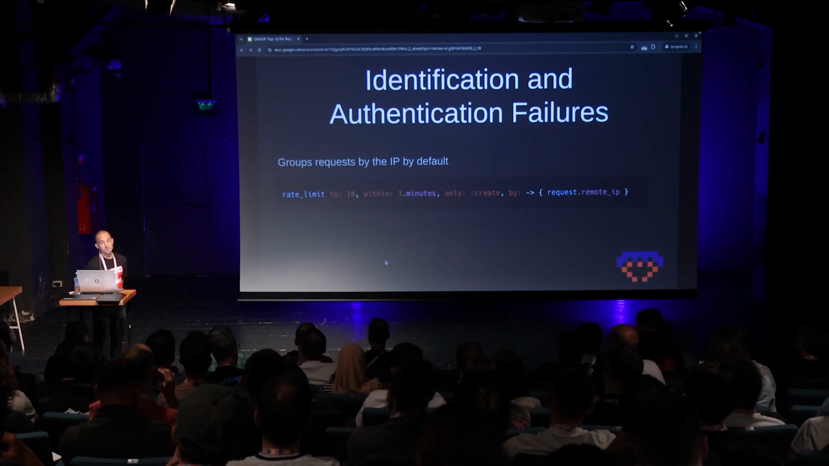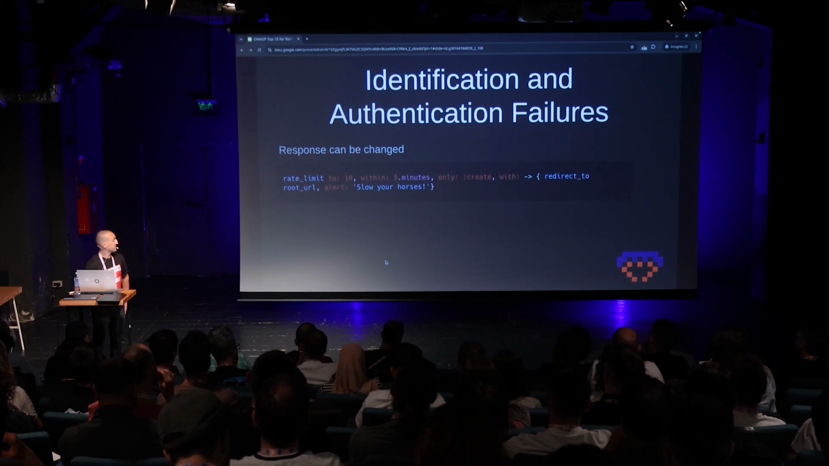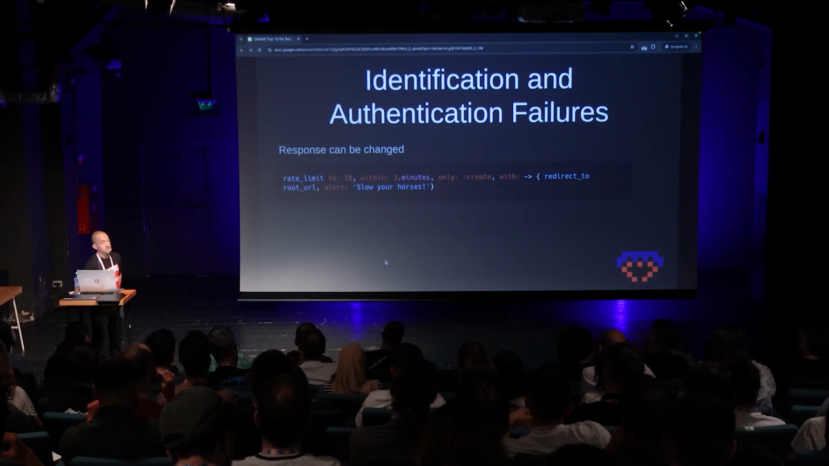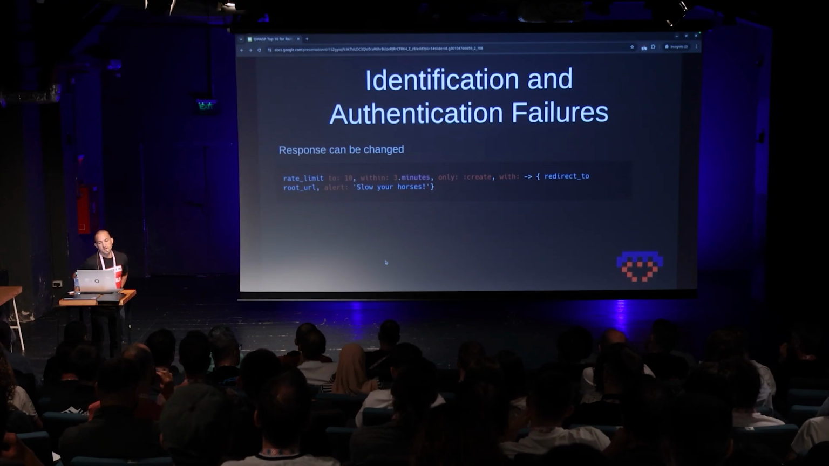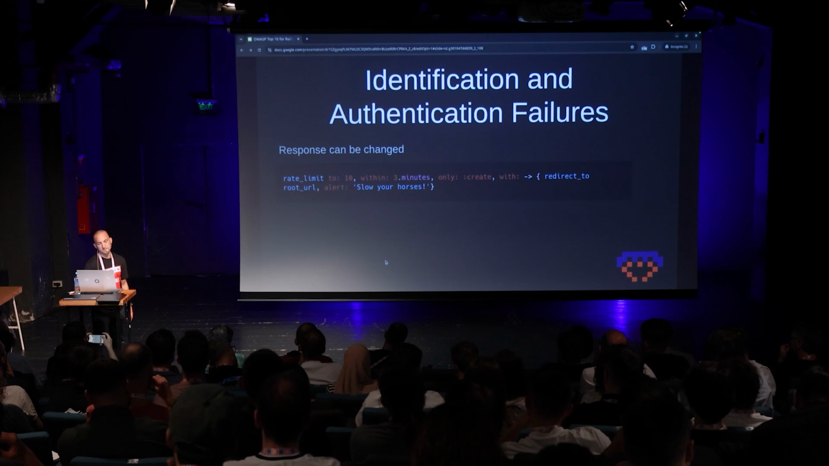And by default, it uses the IP address to group the requests. You can change it if you want. You can pass a callable. And by default, as I just mentioned, it renders a 429 Too Many Requests. And you can change this if you want to. You can have a custom message, you can have a custom redirect, or you can just block the client entirely.